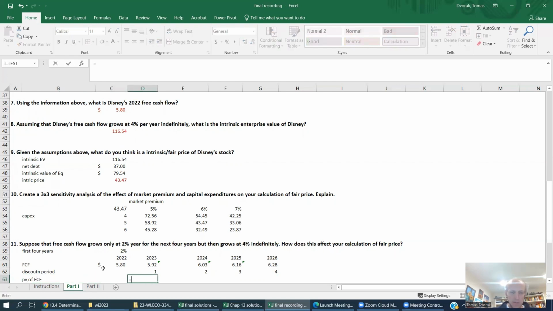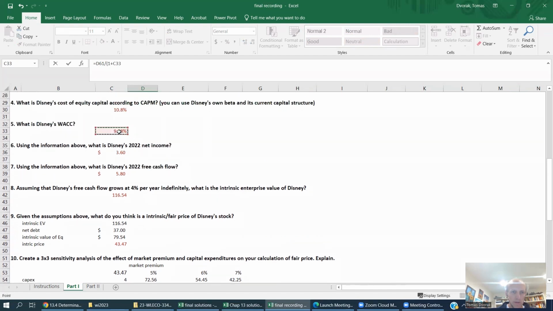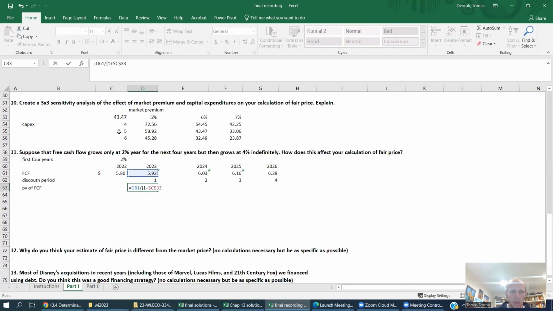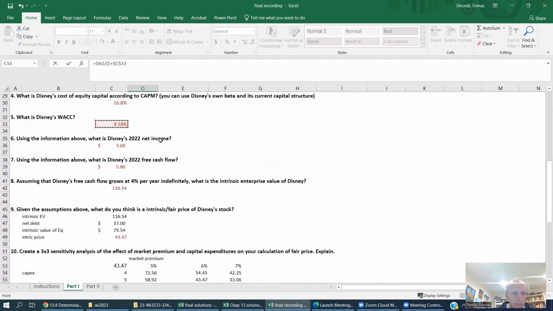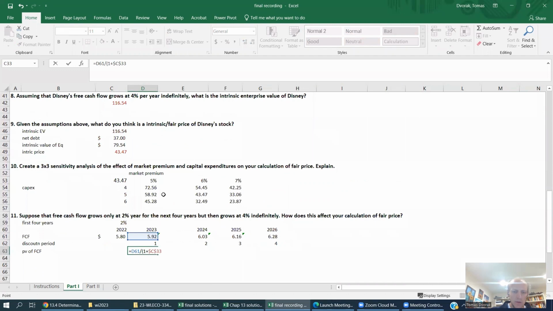And so that's going to be the cash flow divided by 1 plus, and we're going to use WACC. Where's my WACC? Right here. And I'm going to lock my WACC with F4. C33, is that what it is? Yeah, C33. And I'm going to raise it. And I don't need to put parentheses because the exponentiation is going to take place first. So I'm going to raise it to this just one time, discounting it just one time.